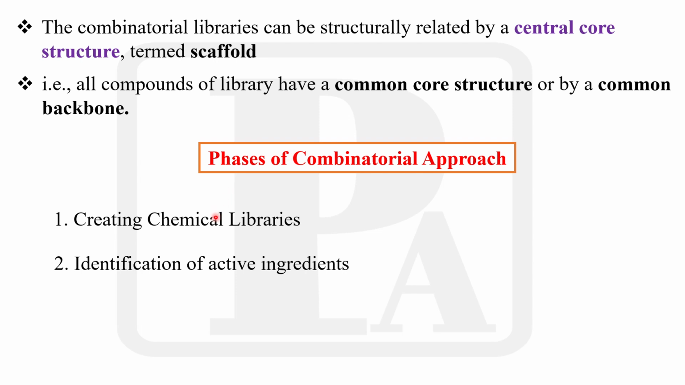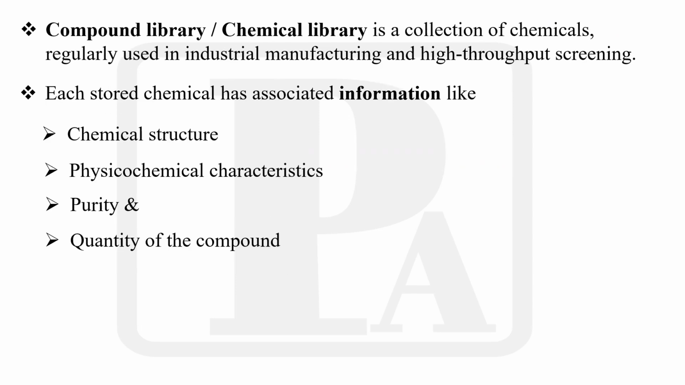Two phases are there. First we have to create the chemical library, then we have to identify the active ingredient. What is the chemical library? This is otherwise called a compound library. So chemical library means a collection of chemicals.